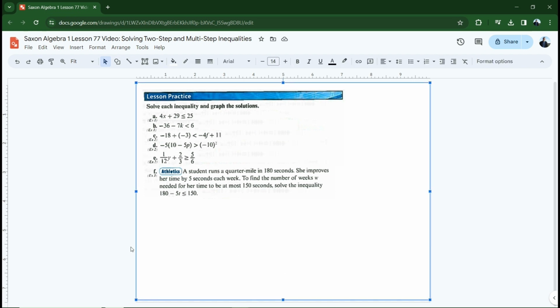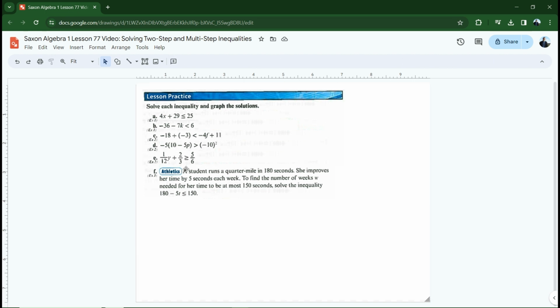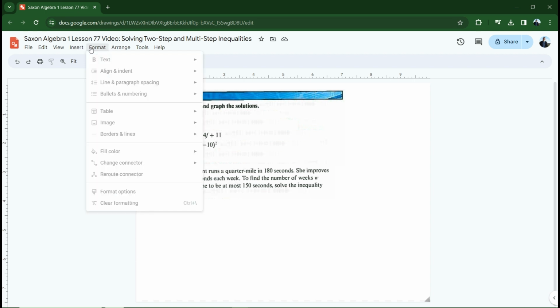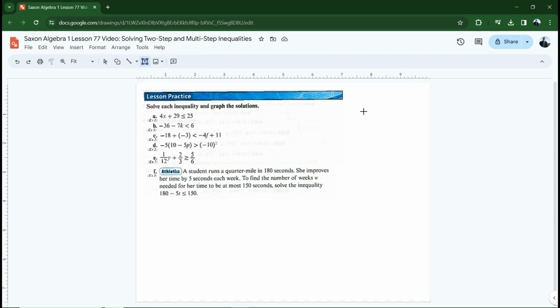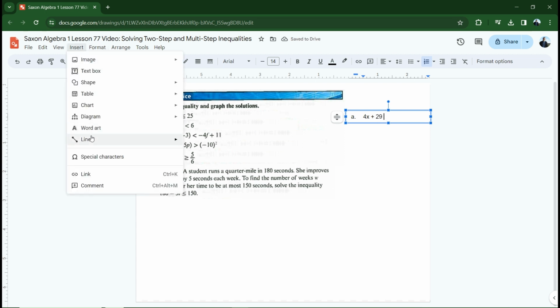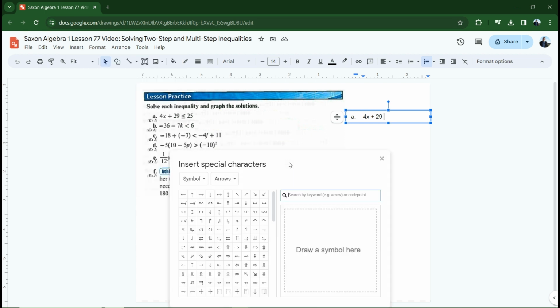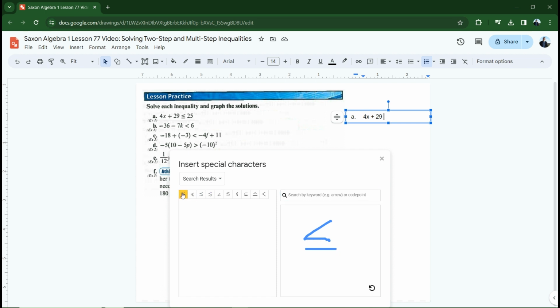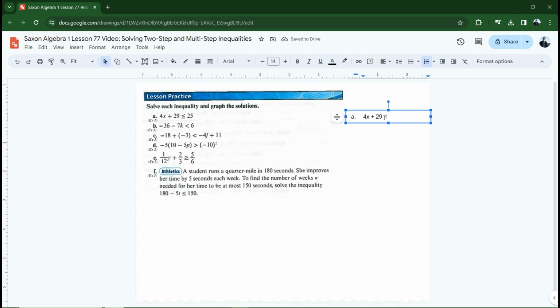So we're going to work some practice problems and see how that plays out in some real problems. The first thing I'm going to do is start by answering question A. We have 4x plus 29 is less than or equal to 25. Let's see if I can grab a less than or equal to sign. And there it is. Okay, so we're going to use that. And then we know it's less than or equal to 25.